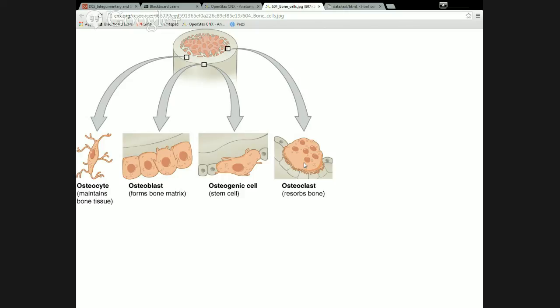For calcium homeostasis, it's usually all about the osteoclasts. When you need to store more calcium in your bones, osteoclasts slow down their production so they don't release as much calcium. And when you need more calcium in your blood, osteoclasts become more active and release more calcium. The osteoblasts just sort of chug along and do their job.